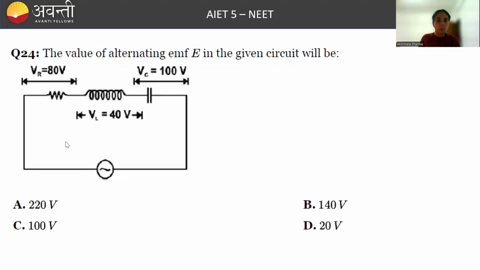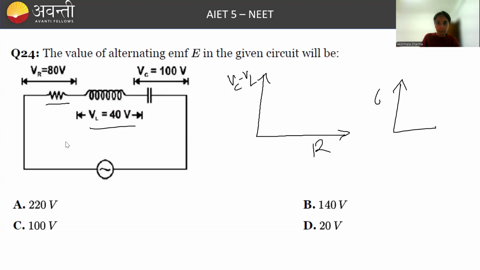Now, the value of alternating EMF in the given circuit will be asked. How do we calculate net EMF in an LCR circuit or in an AC circuit? We calculate by the vectorial method. So here VR is given, VC is given, VL is given. I have told you, always draw the diagram like this, a right angle triangle. VC minus VL you write along this line, or VL minus VC magnitude wise. And here R, add them. So here VC is 100 volt, VL is 40 volt. So this will become 60 volt and this will be our 80 volt.